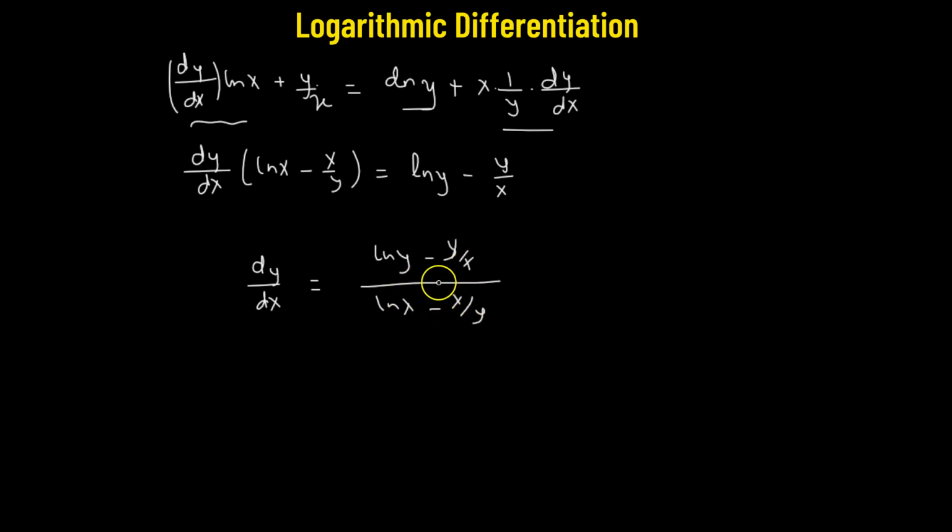Right. What we can do, we can multiply both numerator and the denominator by xy. So this is going to give us xy times log y minus y squared, divided by xy times log x minus x squared. So this is going to be the value of the derivative of y with respect to x.